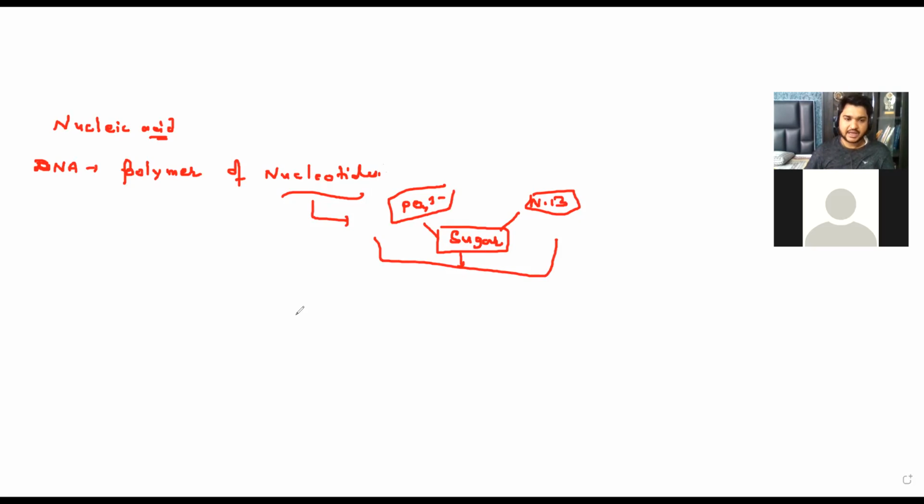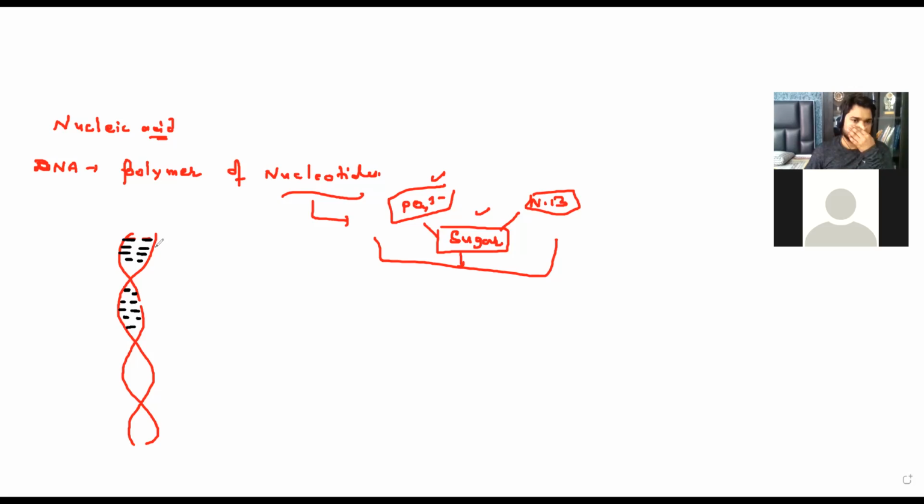If I talk about the DNA structure, this is how DNA looks. I'm showing you this complete structure. This is known as the backbone of DNA, and this backbone is made up of sugar and phosphate. So if the red portion is the backbone made up of sugar and phosphate, then obviously this black portion is the nitrogenous bases.